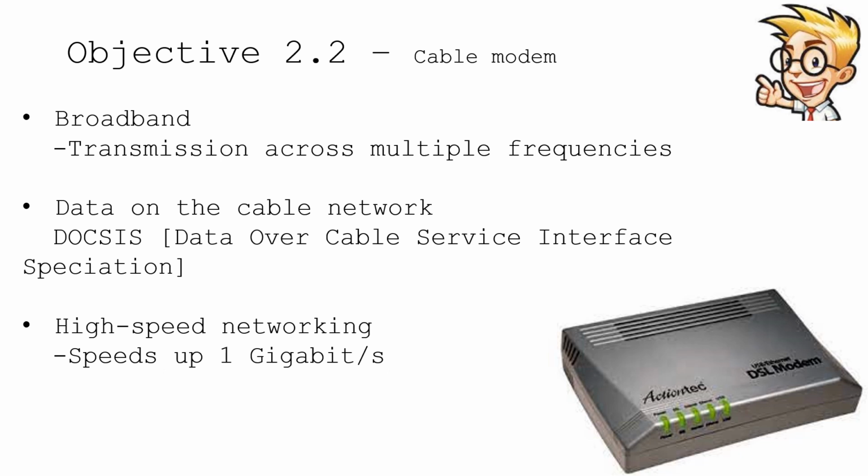Next up on the legacy hardware are cable modems. This was used for broadband, for DSL, and different types of frequencies that we would send. The data on the cable network used DOCSIS, data over cable service interface specification. And these had high networking speeds at the time of up to 1 gig per second, which was pretty exciting.